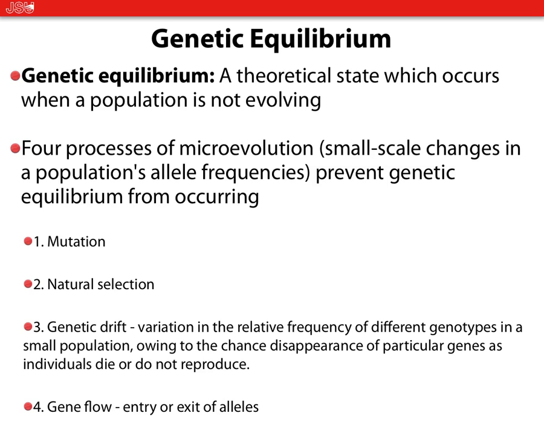But how we look at it in biology is we look at how close a population is to genetic equilibrium, and that tells us something about that population. If it's really close, then it's not evolving. If it's further from genetic equilibrium, then it's evolving at a much faster rate. So what 4 processes keep us from having a perfect situation of genetic equilibrium?